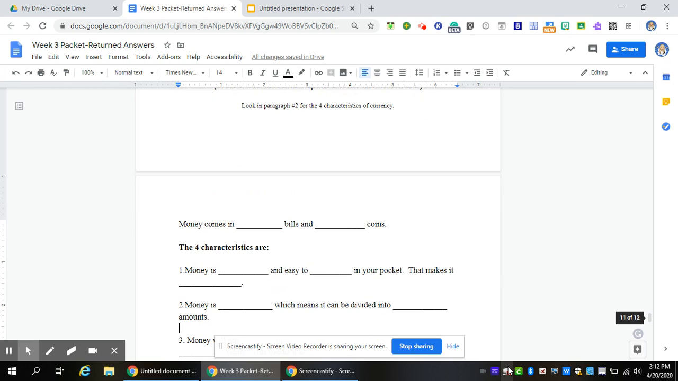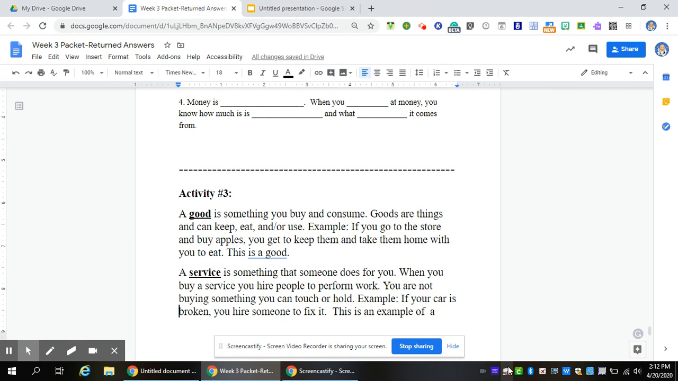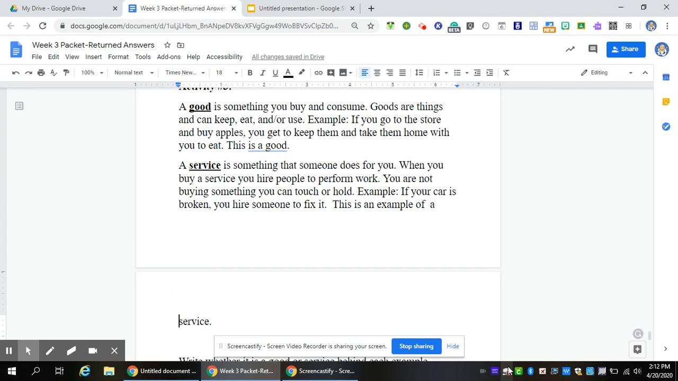And then the last activity for the week, activity 3, is about goods and services, which we had just started learning about at the end, right before we went on this school closure. It describes what a good is and a service is. So goods are things that can be kept, you can eat them, you can kind of put them in your hands is how we described them in the classroom. A service is more something that someone does for you. They're doing a task or a job.